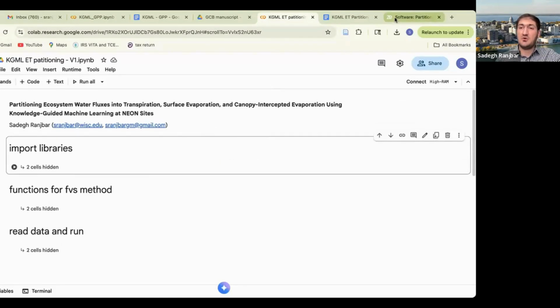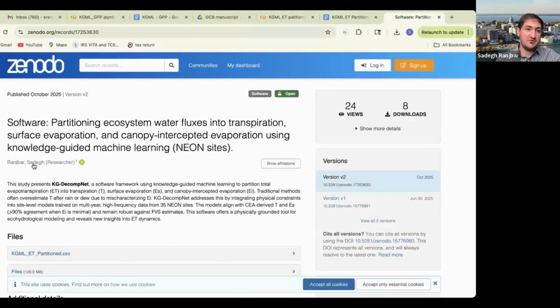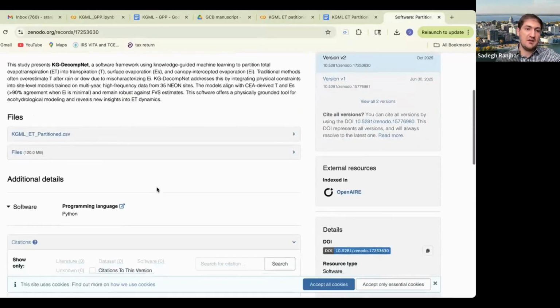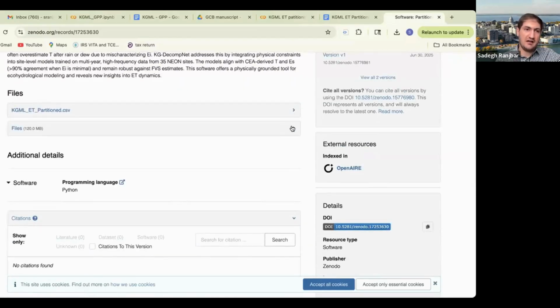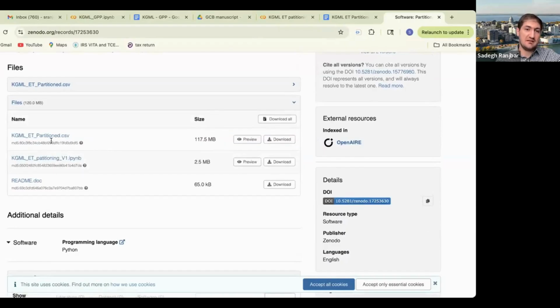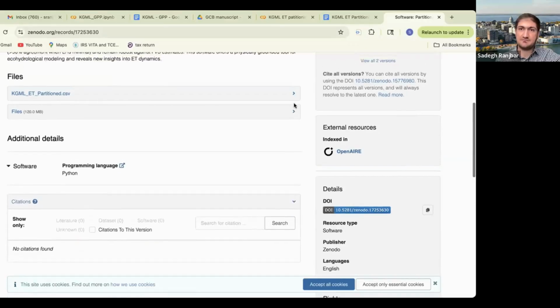The QR code that I showed you will bring you here, which is the code that we made available for this study. Here you have three files. One of them is the CSV file, which is the data sets, another is the KGML ET partitioning, which is the code for partitioning and the KGML code, and another is the README, which explains these files.